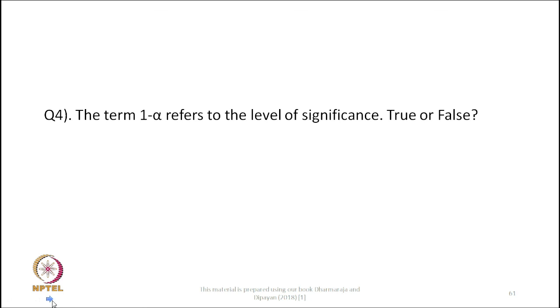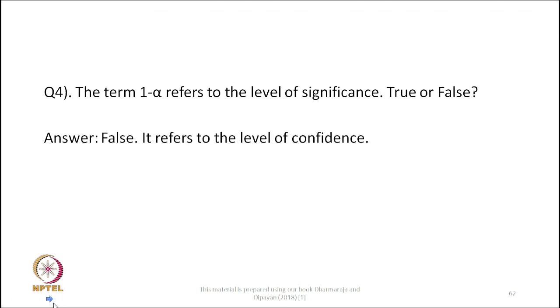Question number 4. The term 1 minus alpha refers to the level of significance. Is it true or false? We have to decide whether this statement is correct or incorrect. It is a false statement. It refers to the level of confidence.